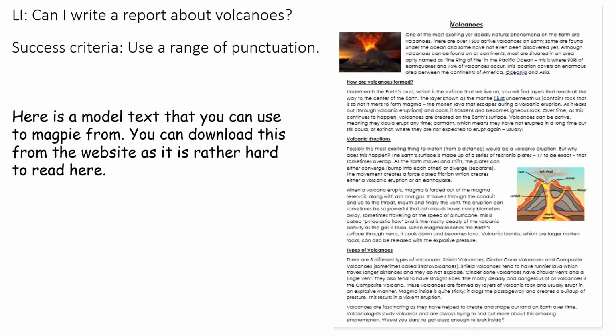It's only very rare and it must be used correctly. Okay, my next section is on volcanic eruptions. Possibly the most exciting thing to watch from a distance would be a volcanic eruption. But why does this happen? The Earth's surface is made up of a series of tectonic plates, 17 to be exact, that sometimes overlap. As the Earth moves and shifts, the plates can either converge, bump into each other, or diverge, separate. The movement creates a force called friction, which creates either a volcanic eruption or an earthquake.